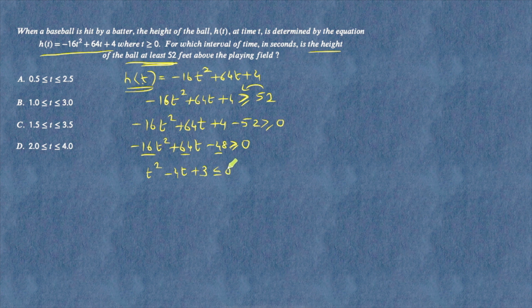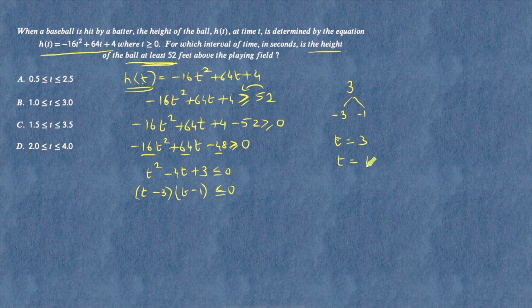Now we can just do the factorization. You need to get a product as 3 and the sum as 4. That will be 3 and 1, but the sum should be minus 4. So it will be minus 3 and minus 1. So you factorize it as t minus 3 times t minus 1 less than or equal to 0. So now when you do this, you get t equals 3 and then t equals 1. But if it was an equation, you would just say t equals 3 and t equals 1.